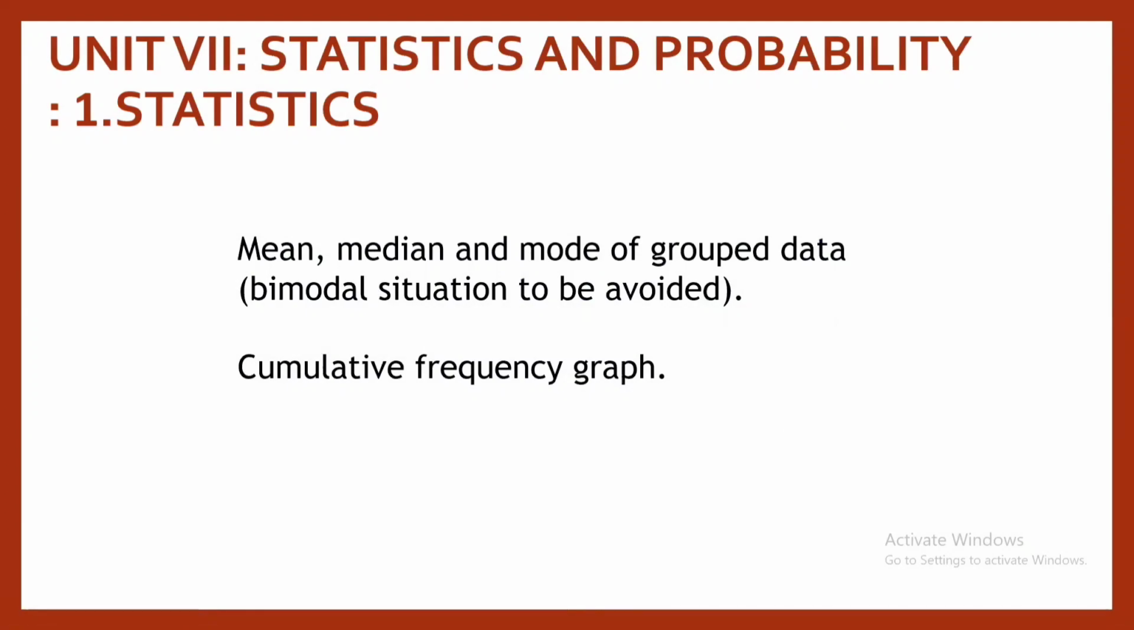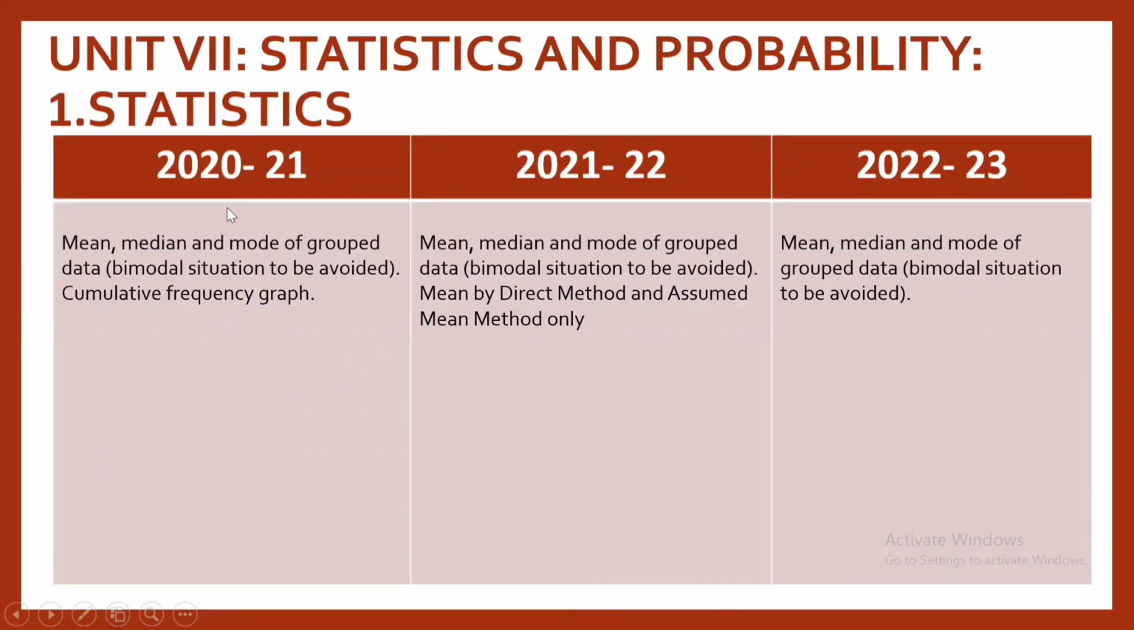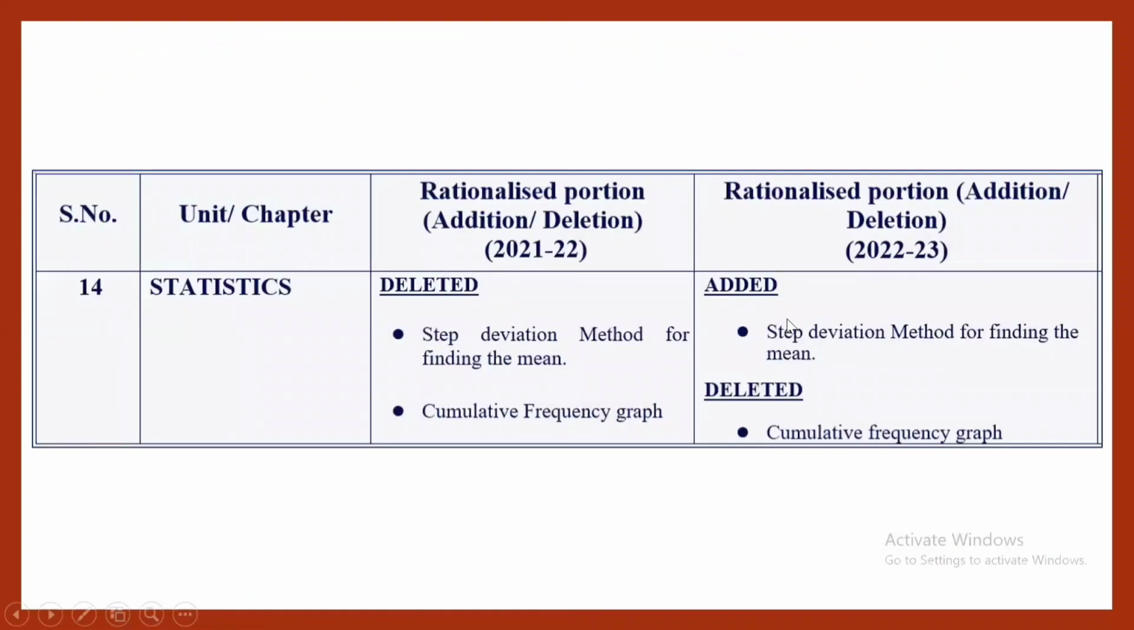Statistics, Unit 7, again has two chapters, statistics and probability. Chapter 1, statistics, had mean, median, mode of grouped data and the cumulative frequency graph. It was all there for the session 2021. 21-22 saw that the cumulative frequency graph was gone. Also, the mean by the direct method and the assumed mean method only, so the step deviation method was not to be done. This year they've not stated anything, which means that the step deviation method is to be done this time. So if you see, the step deviation method has been added and the cumulative frequency graph has been deleted.